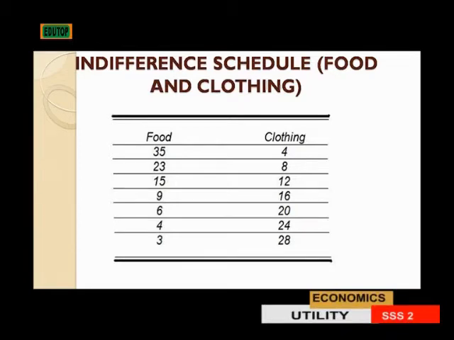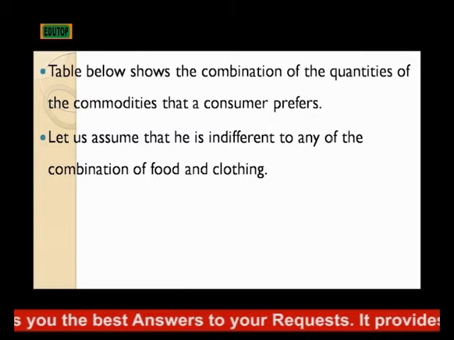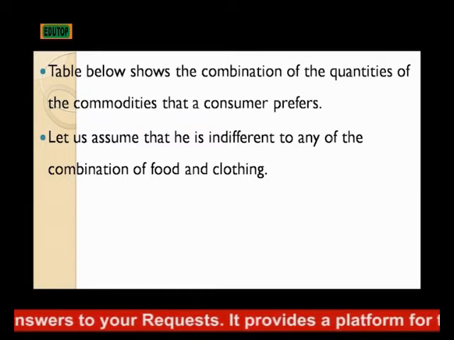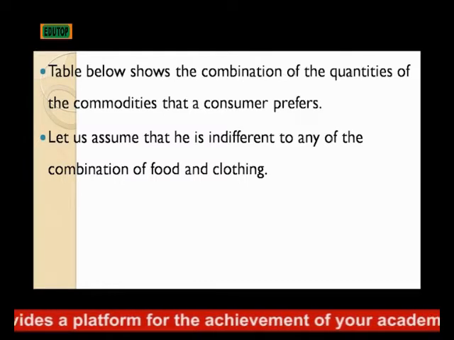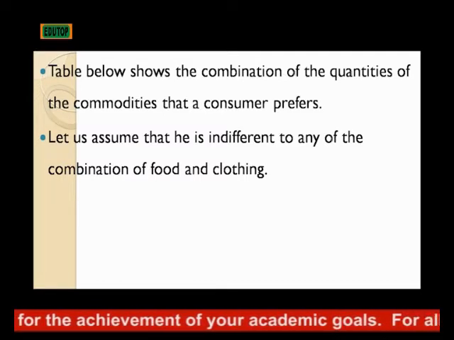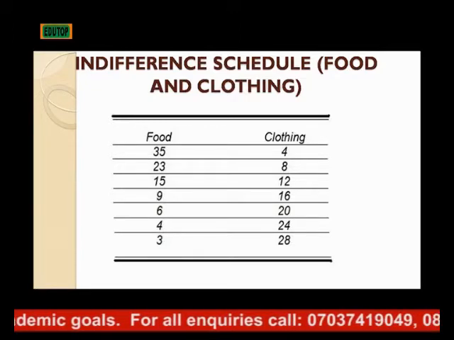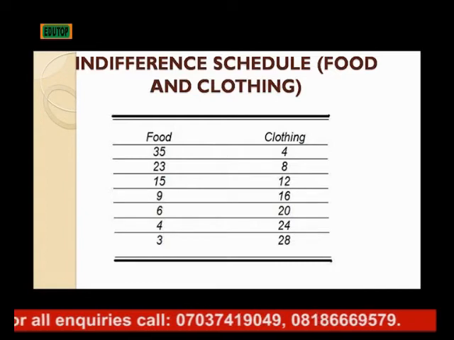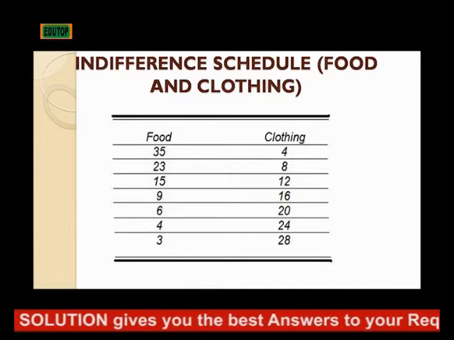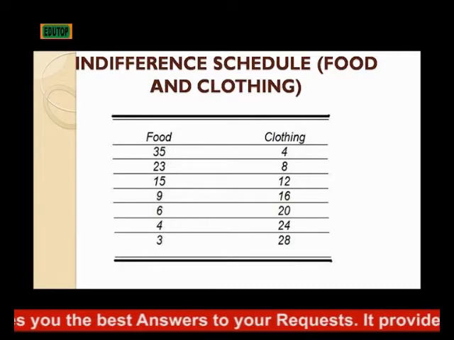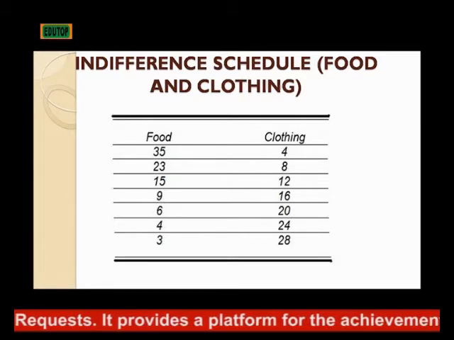decreasing and vice versa. In that case, the table below shows the combination of the quantity of goods that a consumer can consume at a particular period of time with a particular amount of income or a particular amount of resources at hand at that point in time. Let us assume that he is indifferent to any of the combinations of clothing and food as illustrated under this table. That is, he can go with any of these points. That is, we have 35 for food and 4 for clothing, and 23 for food and 8 for clothing, and so on like that. He is satisfied with any of these combinations, because all of them will give this consumer a level of satisfaction.